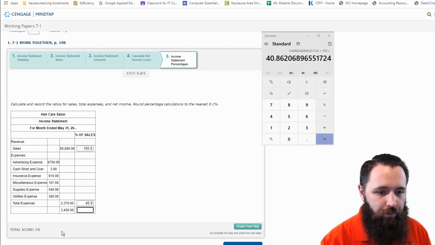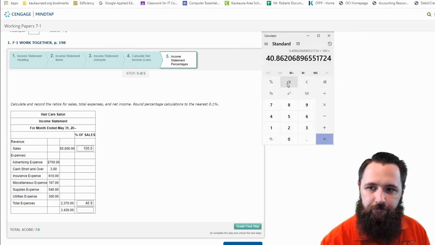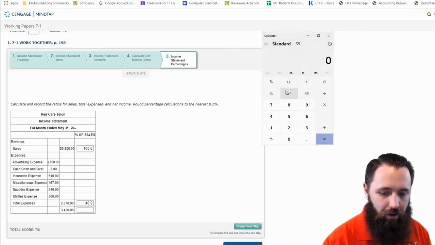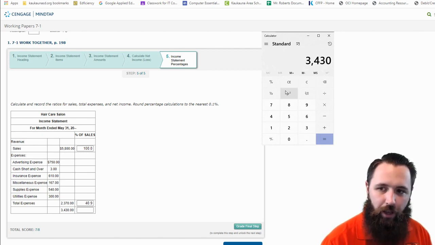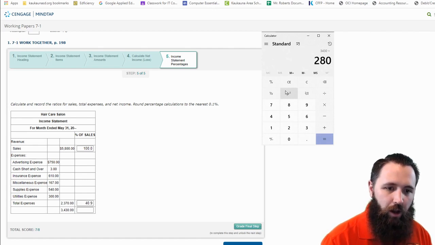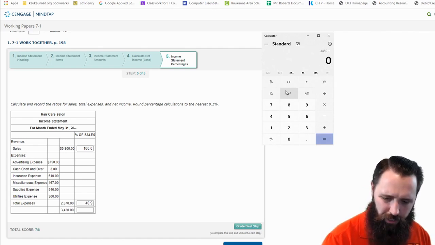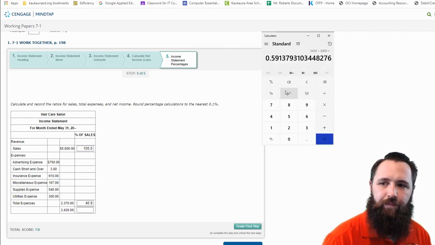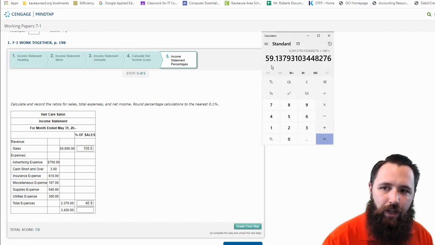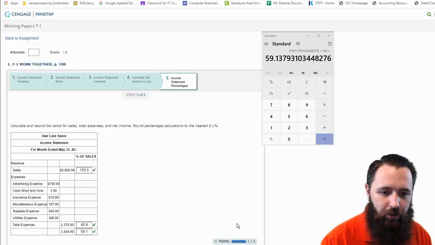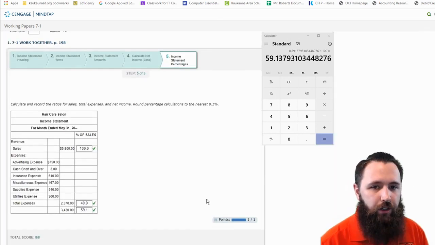And then down here, we're going to take our net income of 3,430, and we're going to divide it into our sales of 5,800. And we have 0.5913. Let's multiply that by 100. And it looks like it's going to be 59.1. Let's go 59.1. And let's grade this final step. And we are good to go.